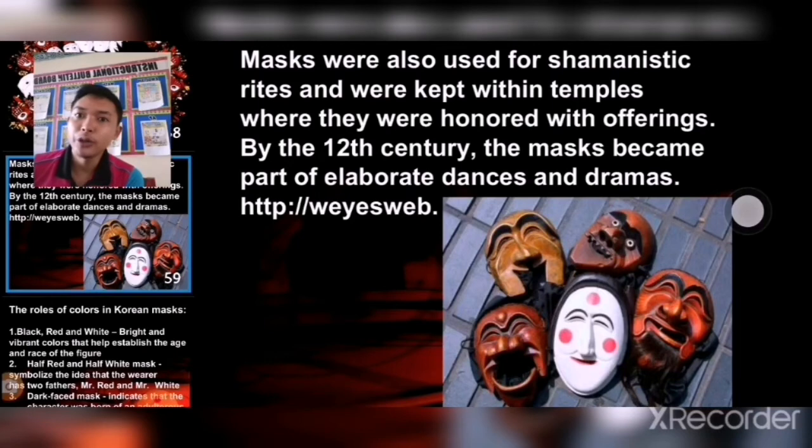Masks were also used for shamanistic rites and were kept within temples where they were honored with offerings. By the 12th century, the mask became part of elaborate dances and dramas. So if there's an evil spirit, that's the time they do shamanistic rites, and again they use the mask.